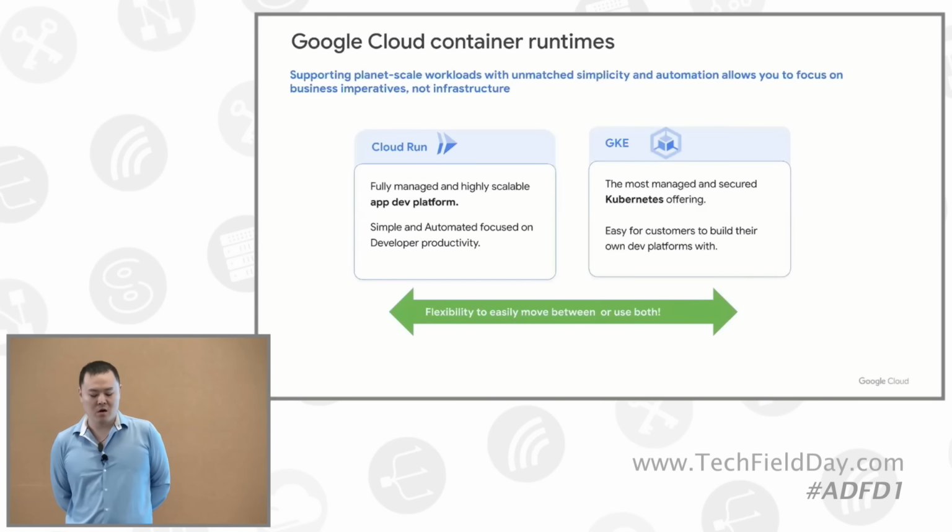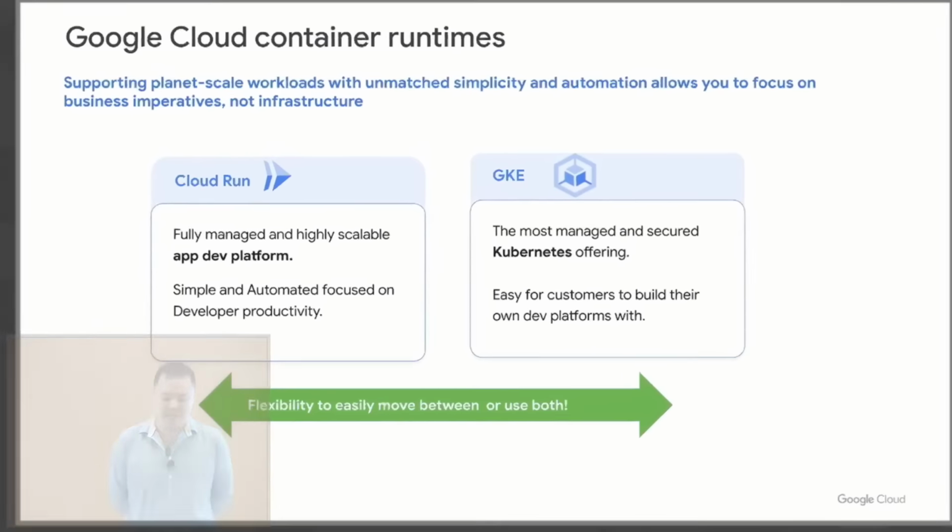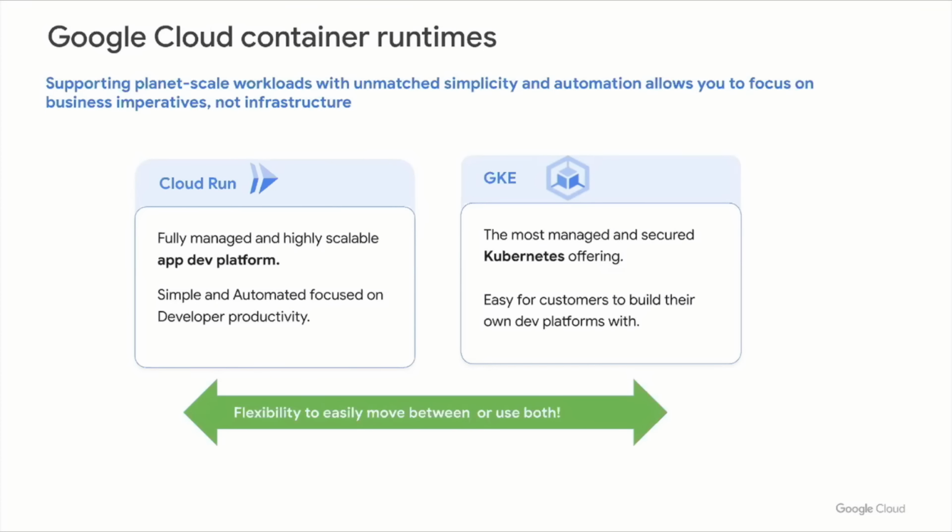And then I want to talk a little bit about our Google Cloud container runtimes. Cloud Run is our fully managed and highly scalable application development platform, right? It's simple, it's automated, and it's focused on developer productivity. So the simplicity, ergonomics, velocity. If you have a new workload you want to bring to Google Cloud, the way that we position the strategies, you should definitely look at Cloud Run first. Pick the simplest, easiest, most secure platform to start with, and it has a ton of flexibility as well.